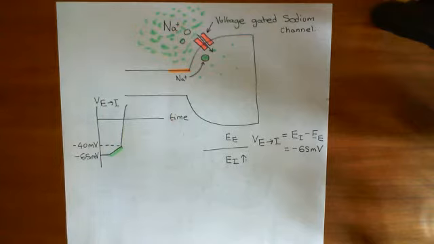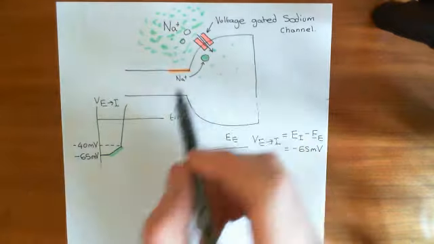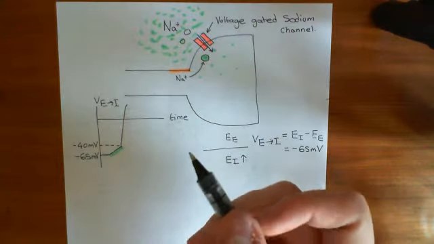Now, after a certain amount of time, however, the voltage-gated sodium channels inactivate. They close, and they stop allowing more sodium in. So you're not going to get any further depolarization of the cell.